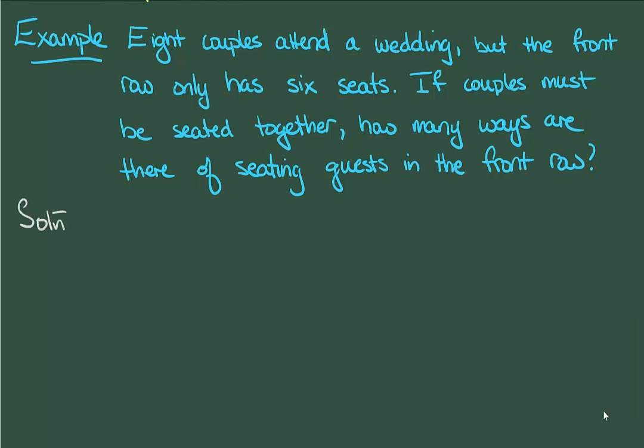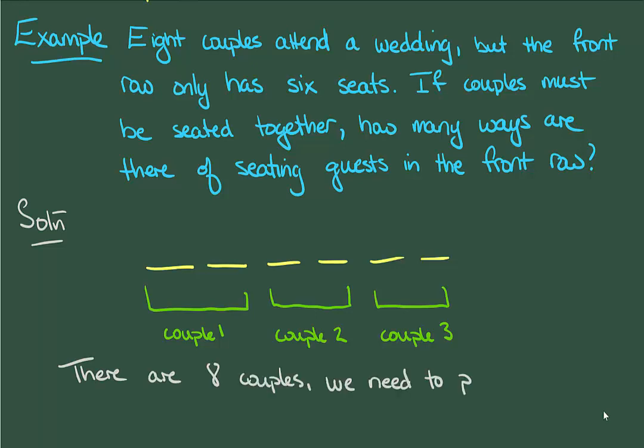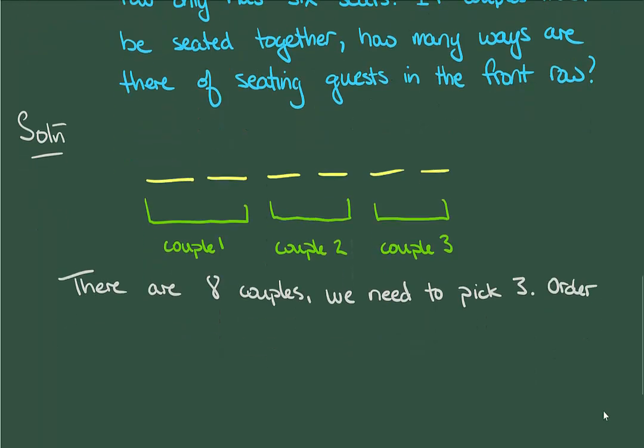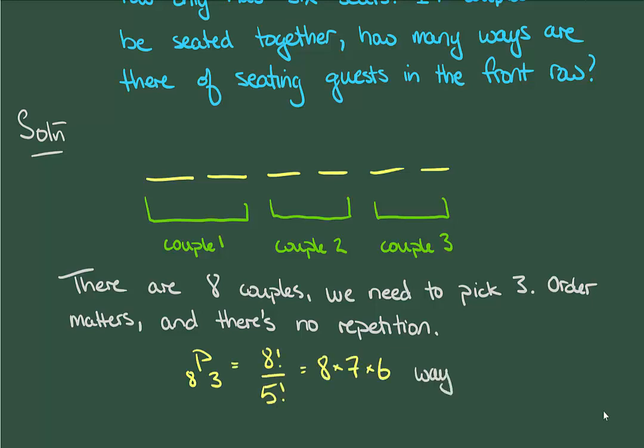So let's attack this by drawing out the seats. Since the couples must sit together, the first 2 seats are occupied by a single couple, and that same argument applies to the next set and the last set of seats. Now there are 8 possible couples, and we need to pick 3 of them. Order matters, and we certainly can't clone a couple to have them repeat themselves, so we're dealing with a permutation. And thus there are 8 pick 3 possible ways of choosing our 3 couples.